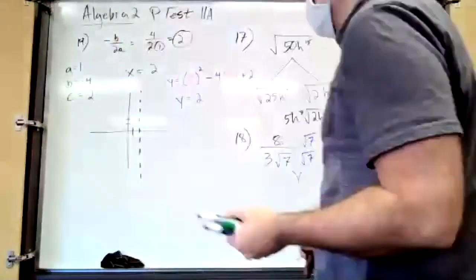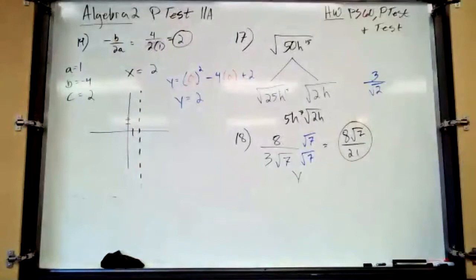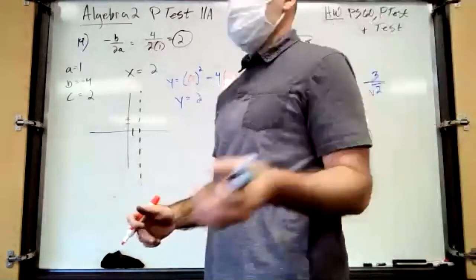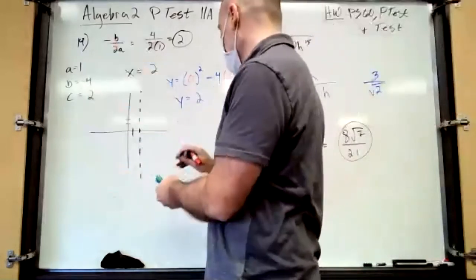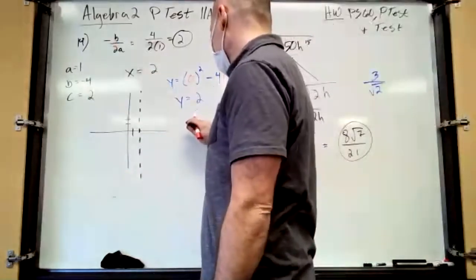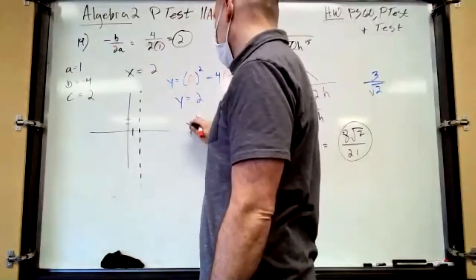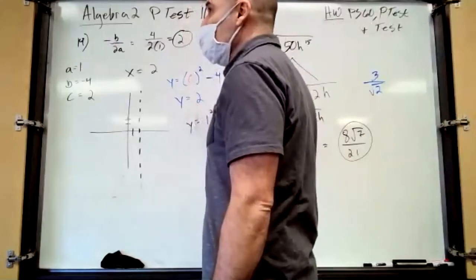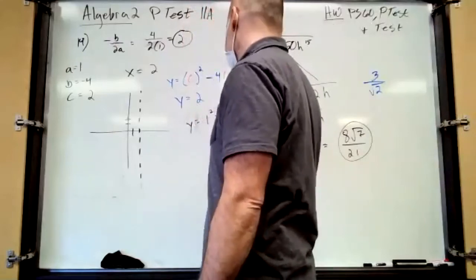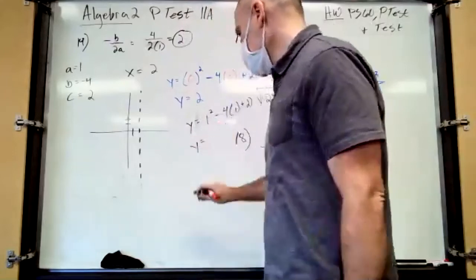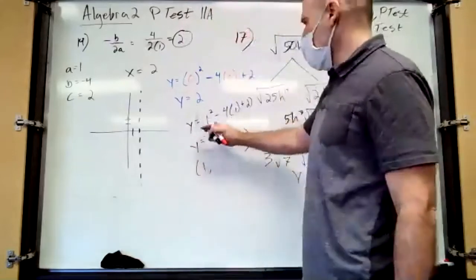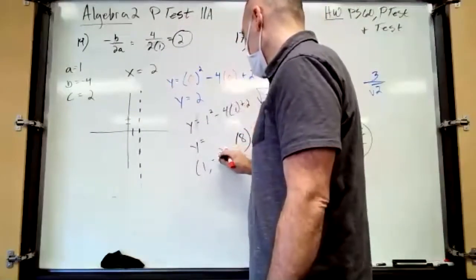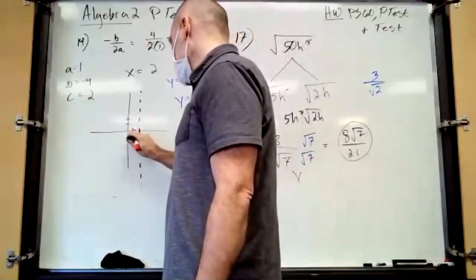Okay, now 2 additional points. Can you think of 2 other points that would work? Let's just pick x's and y's. Let's pick x equals 1. When x equals 1, what does y equal? 1 squared minus 4 times 1 plus 2. So when x equals 1, y equals 1 minus 4 is negative 3 plus 2 is negative 1. So there's 1, negative 1 right there.